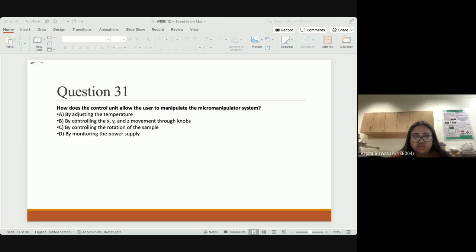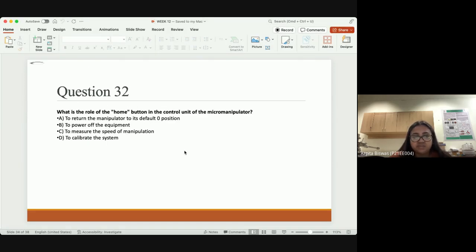So the right option is option B, by controlling the X, Y, and Z movement through the knobs. Okay. So next move toward question number 32. What is the role of the home button in the control unit of the micro manipulators? So first option, to return the manipulator to its default zero position. Second, to power off the equipment. Third, to measure the speed of manipulation. And option D, to calibrate the system. So what is the right answer?